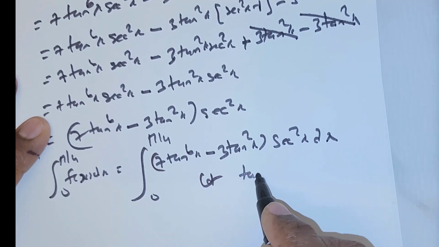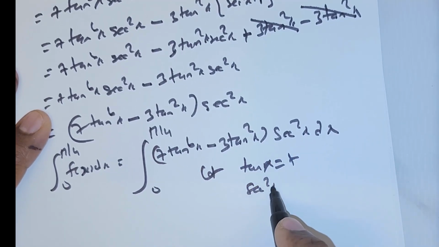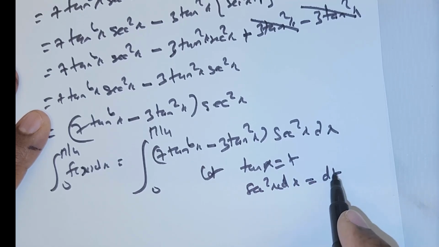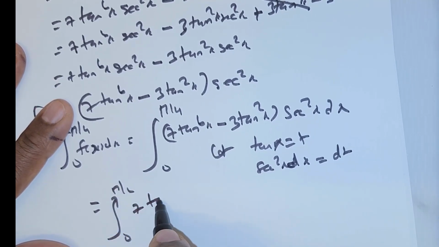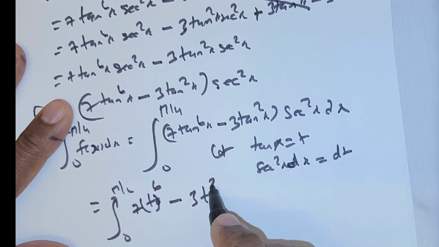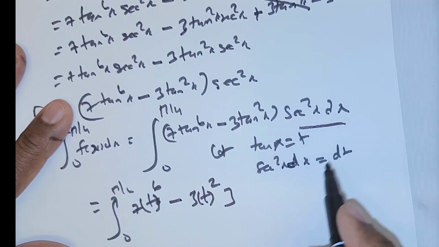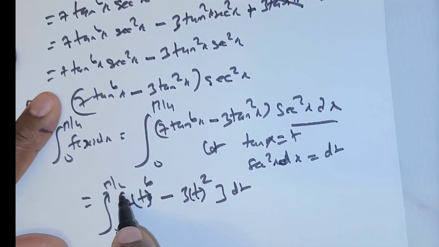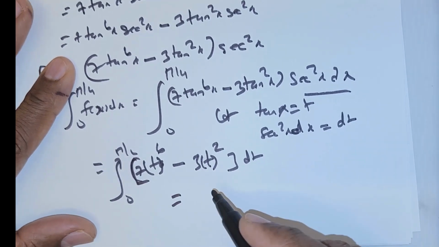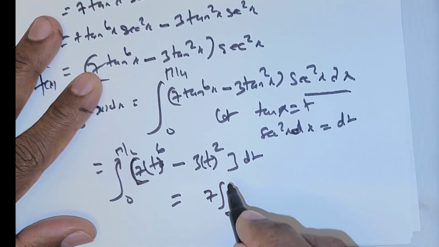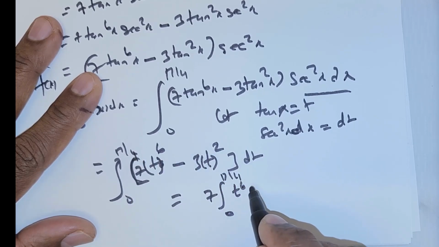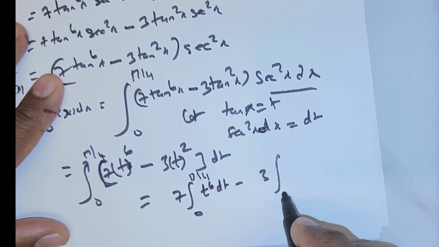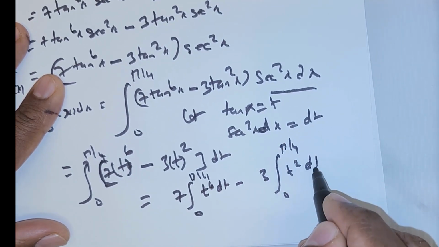Now let me make the substitution that tan x is equal to t. I differentiate, and I get secant squared x dx is equal to dt. So this is going to be the integral from 0 to pi over 4. In place of tan, I'm going to substitute t. So this is going to be t to the power of 6 minus 3 times t to the power of 2, times secant squared x dx, which is going to be dt. So if I were to integrate this, this is going to be 7 times, let me rewrite this, the integral from 0 to pi over 4 of t to the power of 6 dt, minus 3 times the integral from 0 to pi over 4 of t to the power of 2 dt.